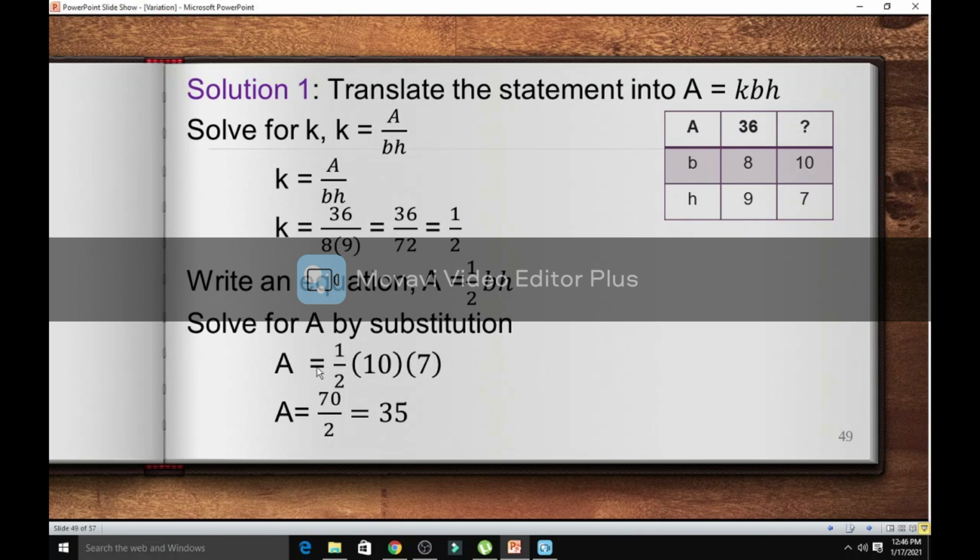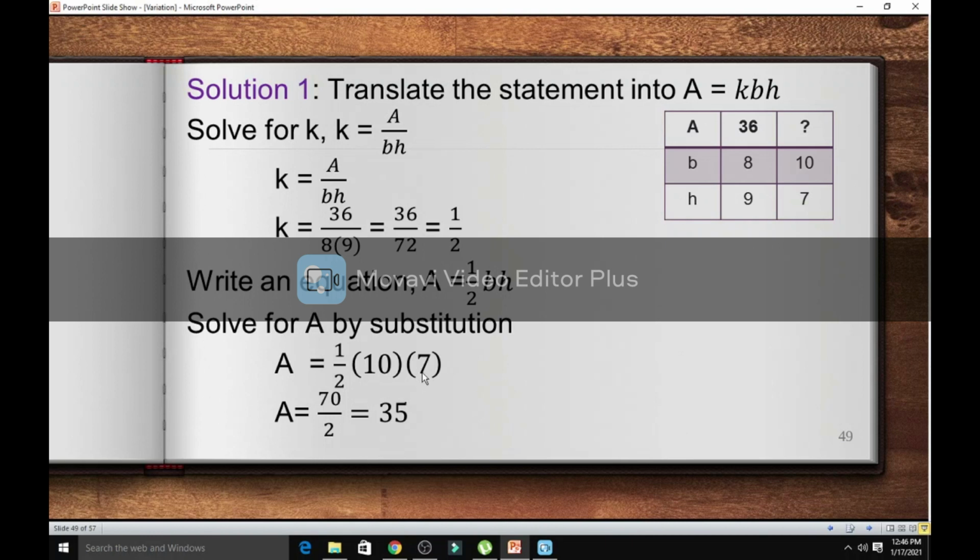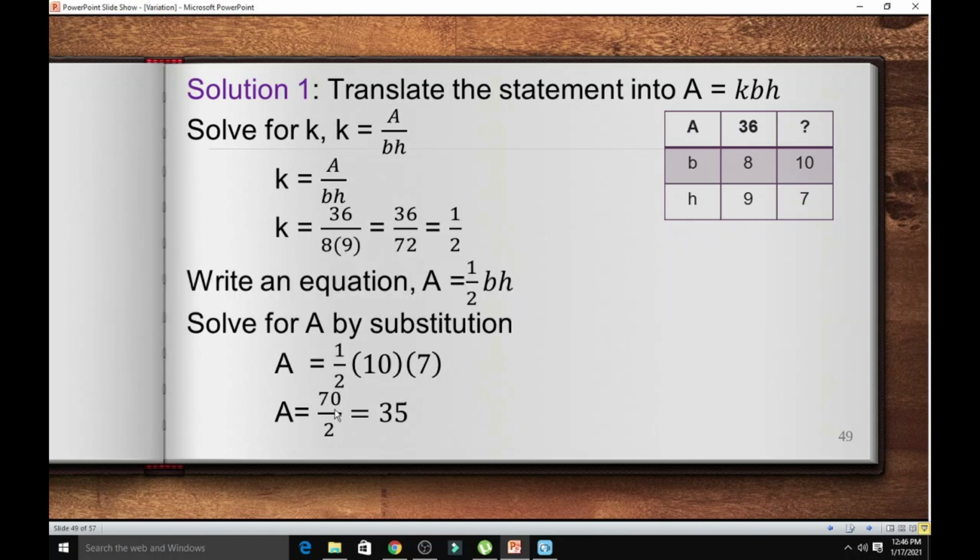So, ayun, substitute lang natin dun sa ating original equation. So, yung A is equal to KBH. So, A is equal to 1/2. So, yung B palitan natin ng 10, yung H palitan natin ng 7. So, simplify lang natin yan. So, 10 times 7 is 70 times 1/2. So, that is 70 over 2. 70 divided by 2 is equal to 35.